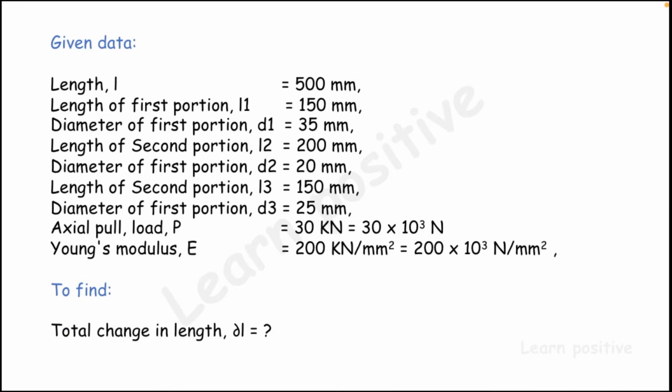Why are we finding the total change in length? Because we have various diameters and various lengths. For this we have to find the different change in length in each portion, and we have to sum the portions. So finally we get the total change in length.